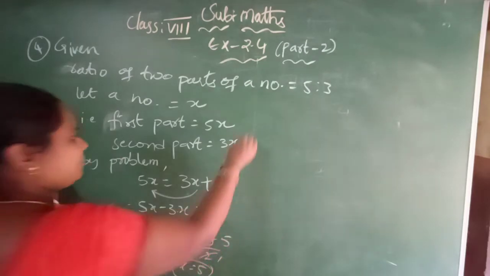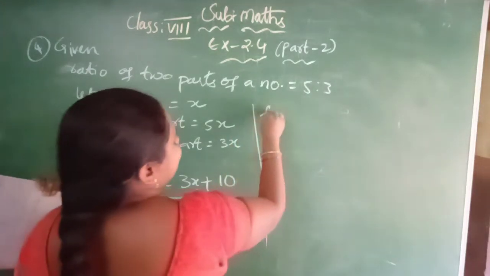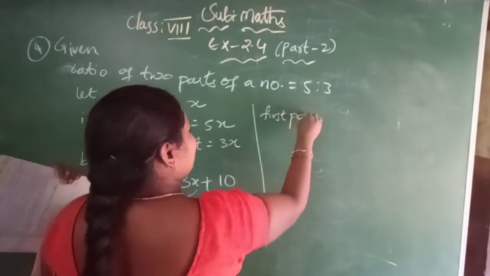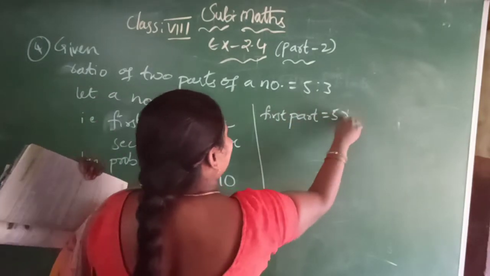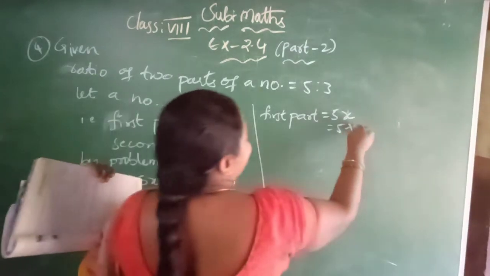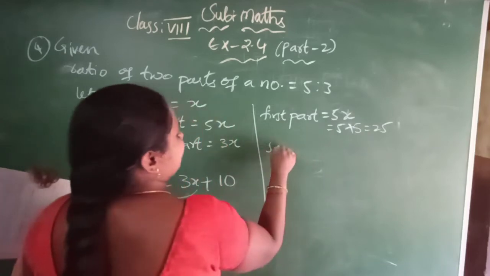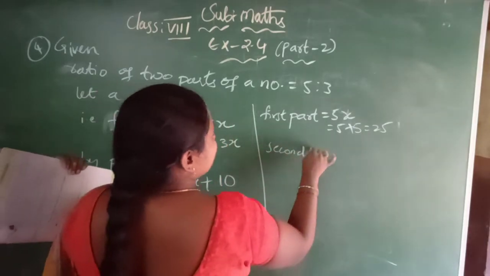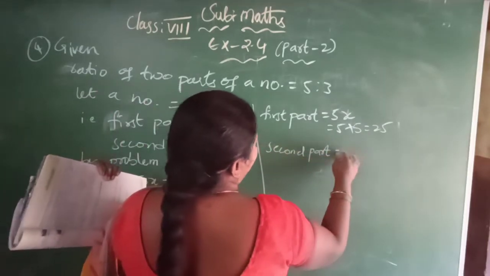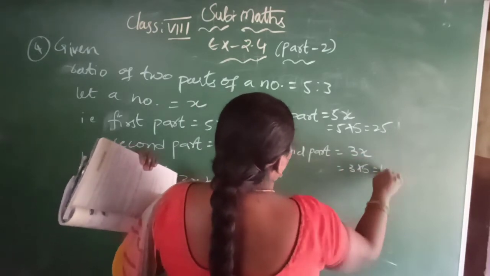5. So we have to find the number and the two parts. First part is how much? The first part is given as 5x. How much x did we get here? 5. So 5 fives are 25. So the first part is 25. We have to find the second part also. The second part is 3x. So 3 into 5 is 15.